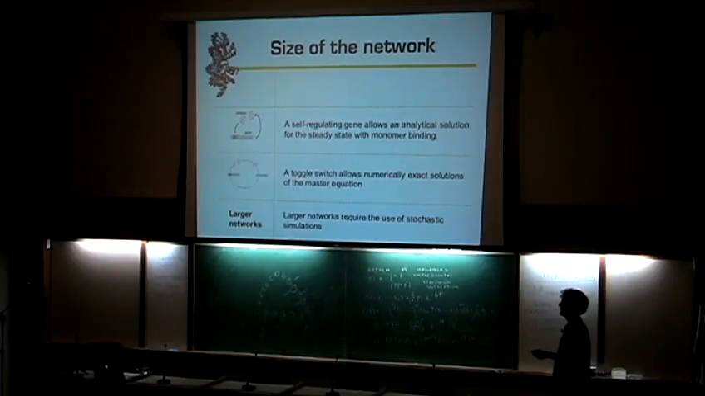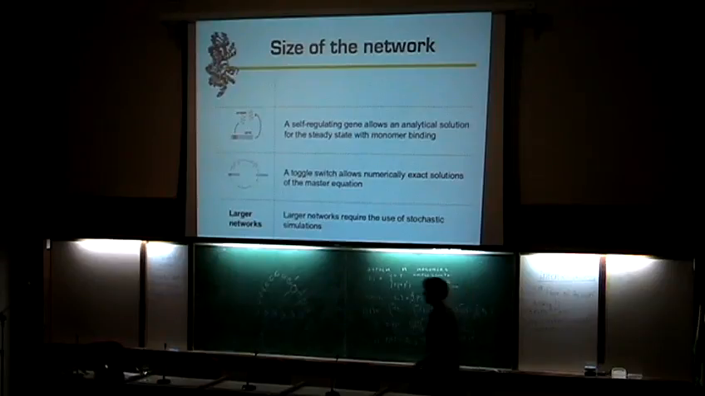So then we have some numerically exact solutions we're going to be talking about too, that you can use for this system. Then anything bigger than this, your system gets too big, there's too many states. Then you use stochastic simulations. It's like Monte Carlo type stuff.